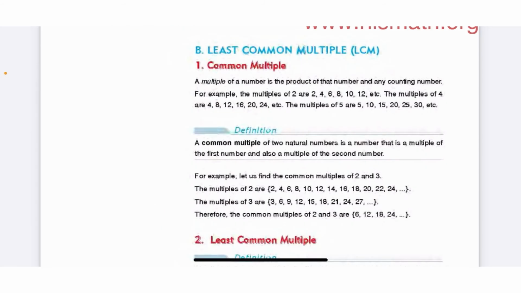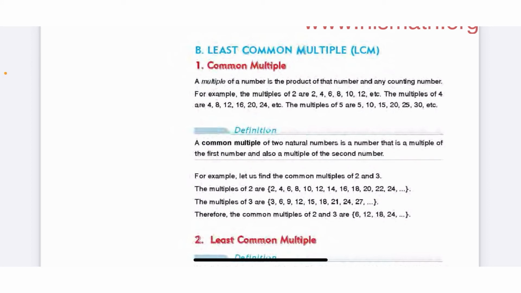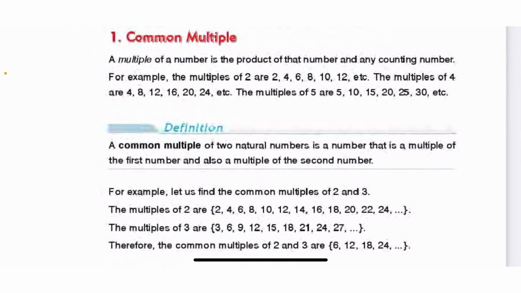The next section of this topic is least common multiple, or LCM. Common multiple. Now let's talk about only common multiple, not the least. So what is a multiple? A multiple of a number is the product of that number and any counting number.